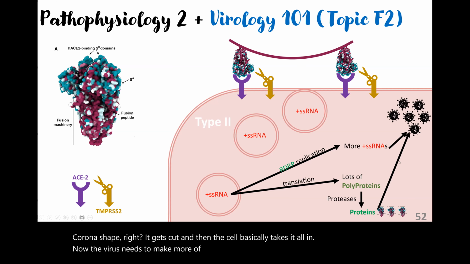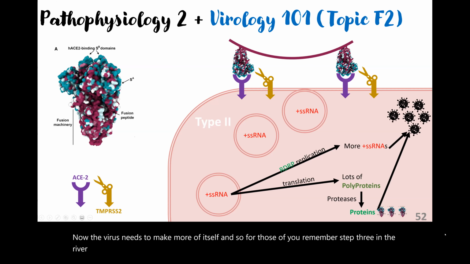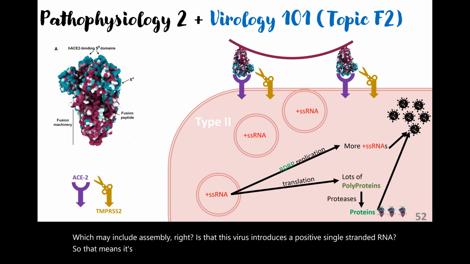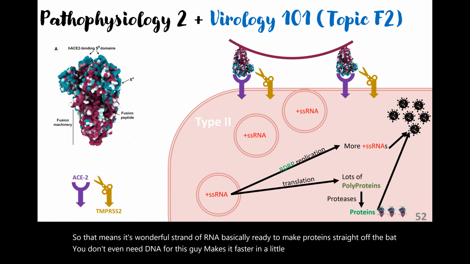And so for those of you who remember step 3 in the reproduction of viral cycles, the synthesis stage, which may include assembly, this virus introduces a positive single-stranded RNA. That means it's one little strand of RNA basically ready to make proteins straight off the bat. You don't even need DNA for this guy, which makes it faster and a little bit more dangerous.